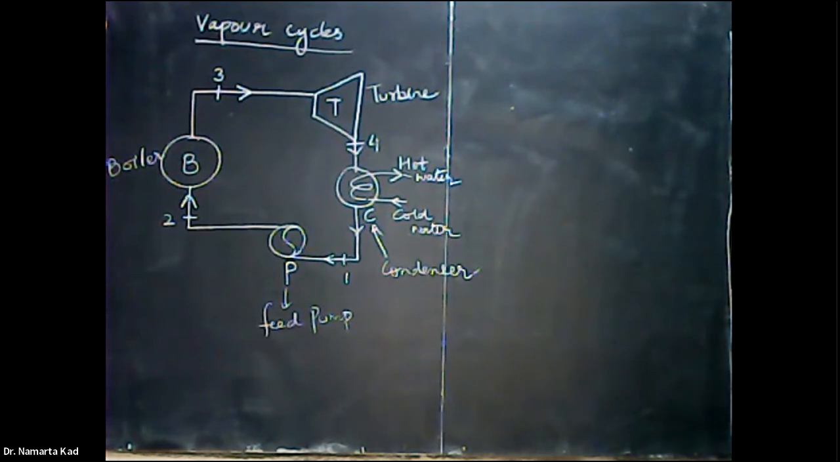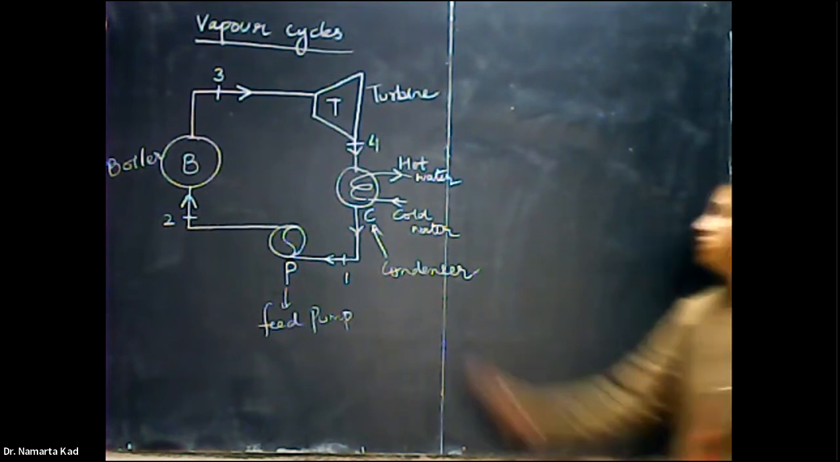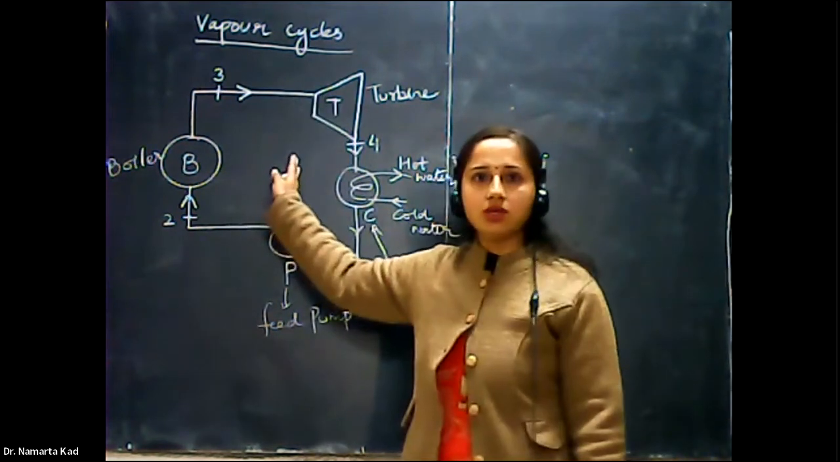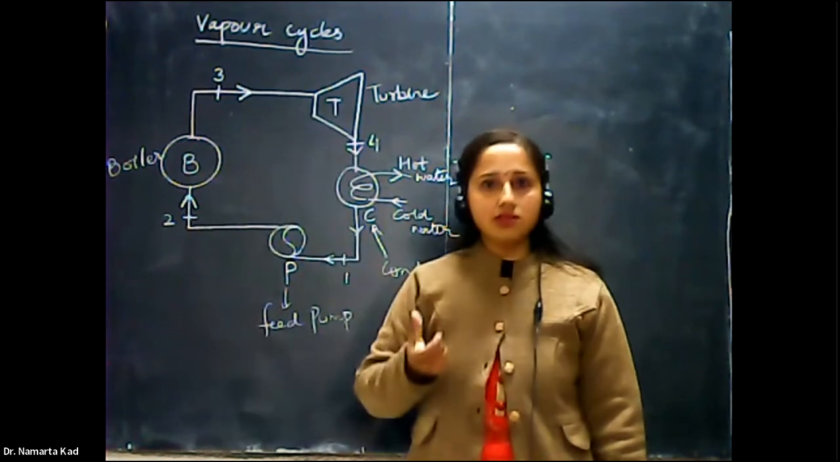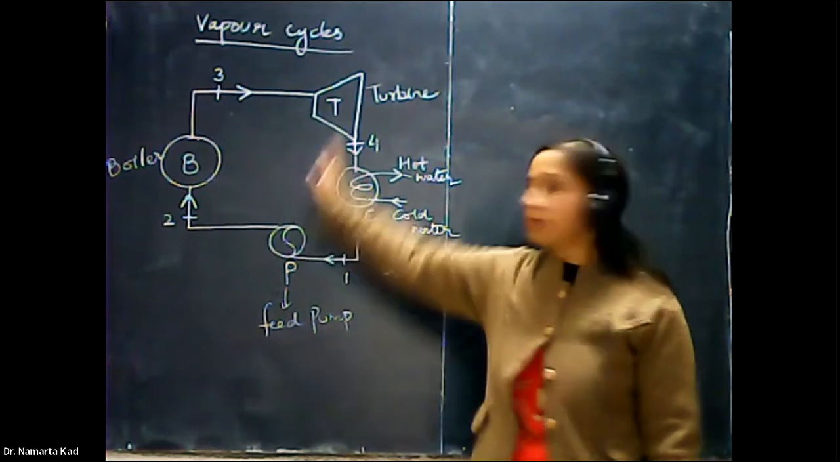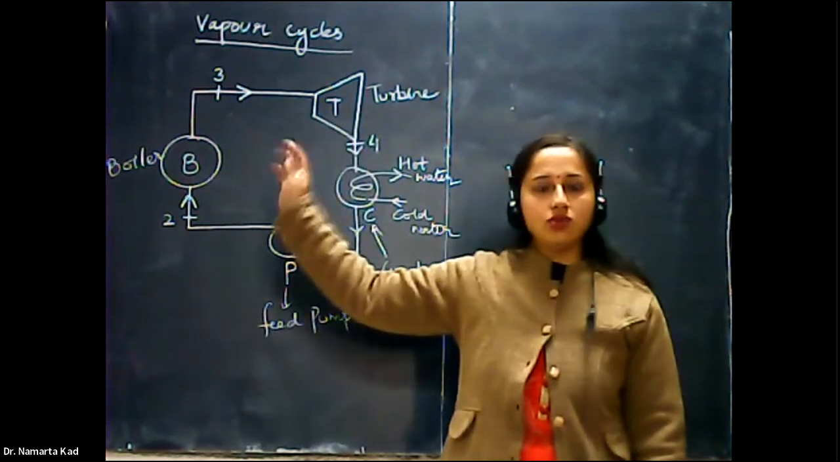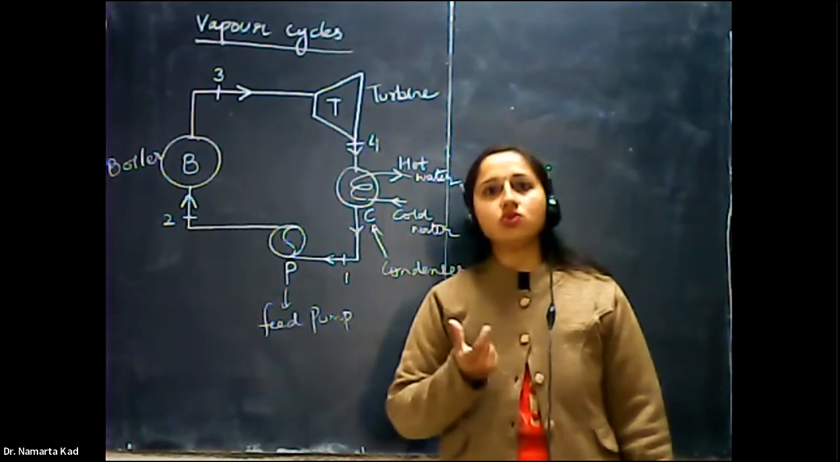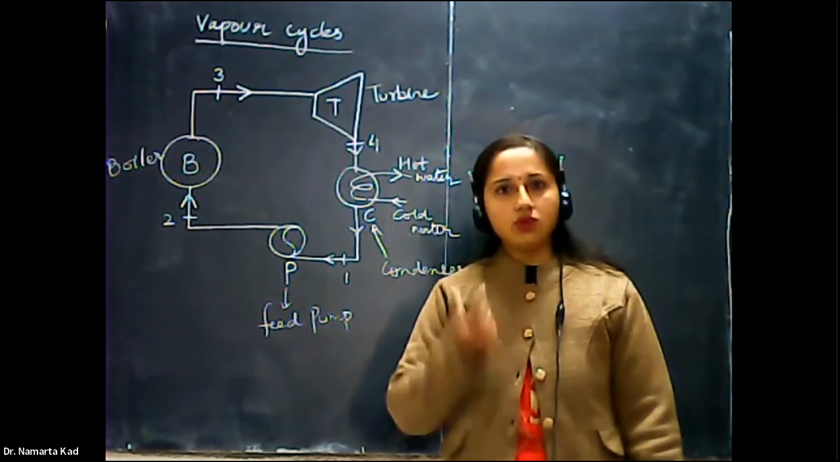Now the steam generated in the boiler is supplied to the steam turbine, where it expands adiabatically up to the condenser pressure. Okay, so from the boiler, the steam is fed to the turbine through the nozzle system, and that steam expands in the turbine adiabatically. So what is the adiabatic process? An adiabatic process is one in which there is no heat loss. Okay, no heat loss.